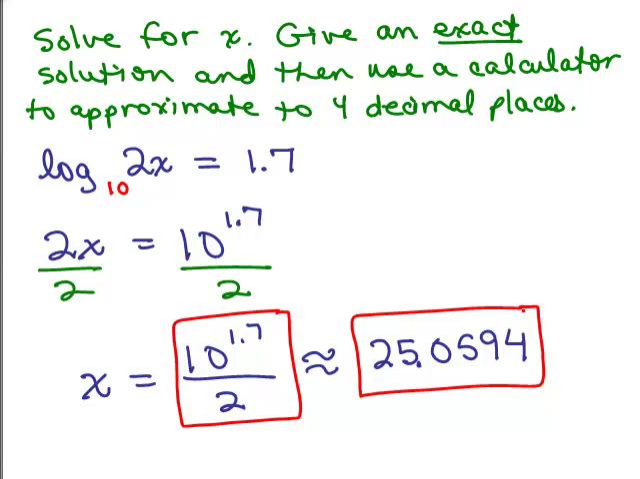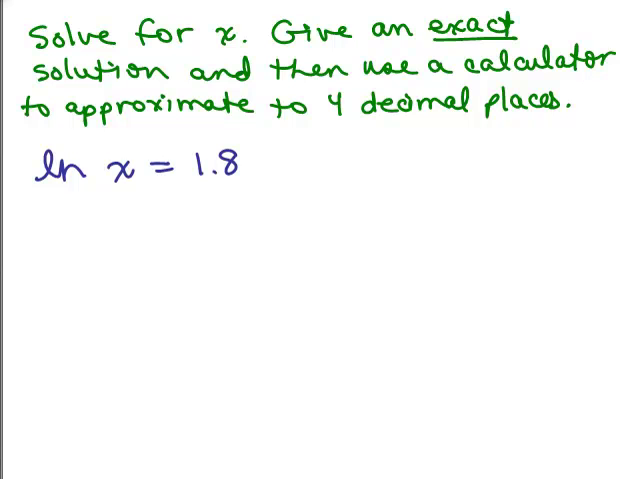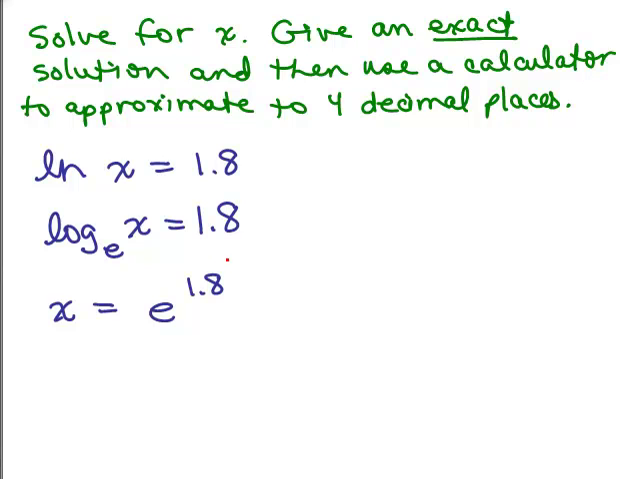Here's another problem. The natural log of x equals 1.8. So that means log base e of x equals 1.8. So we're going to have e to the 1.8 equals x, or x equals e to the 1.8. That's the exact answer. Now remember, e is an irrational number. It's approximately 2.7, but you can't plug in a number for e.